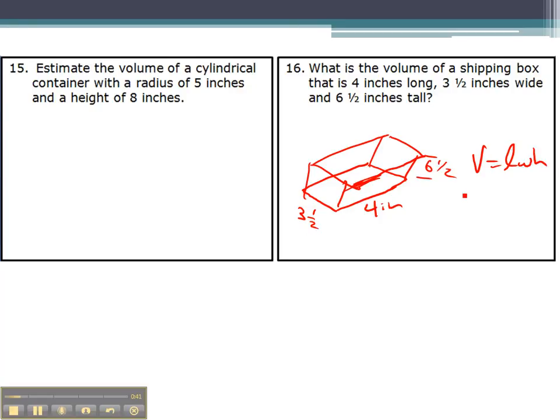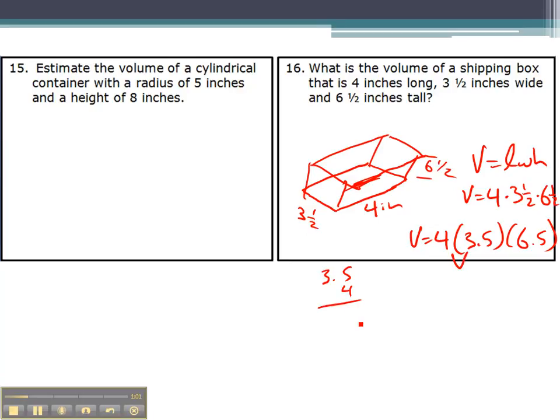So volume equals 4 times 3.5 times 6.5. I'm going to write those as decimals. 4 times 3.5 times 6.5. Let's do this first. 3.5 times 4. 5 times 4 is 20. Carry the 2. 3 times 4 is 12. Plus 2 is 14. 1 decimal here. No decimals here, so 1 in our answer.